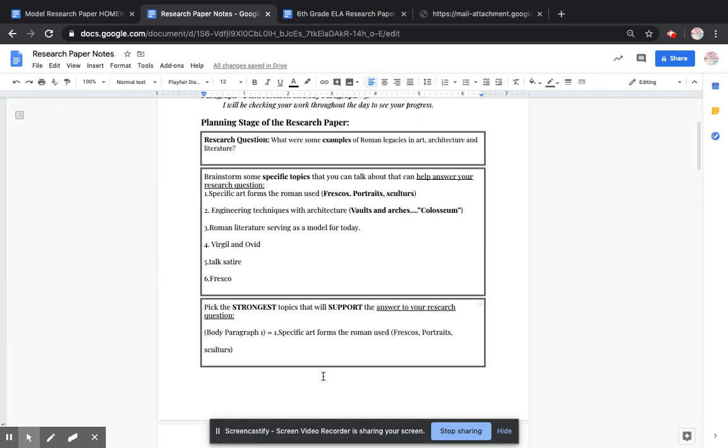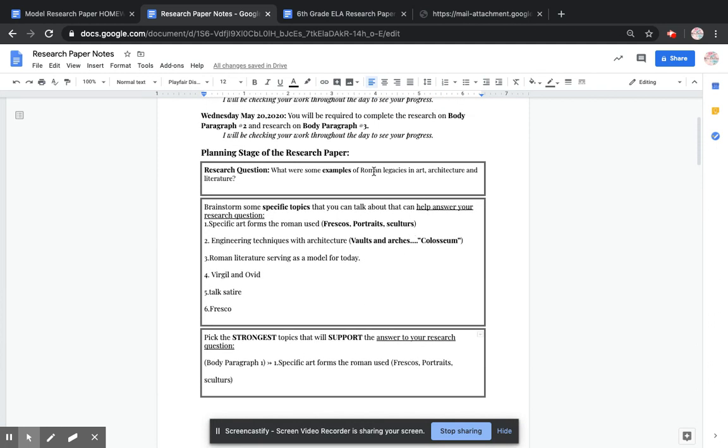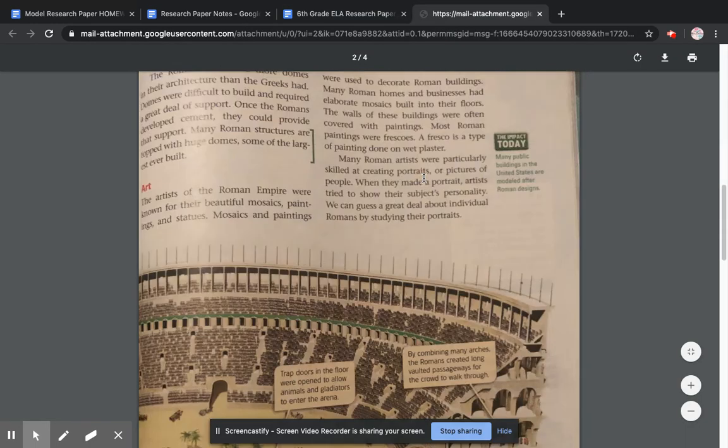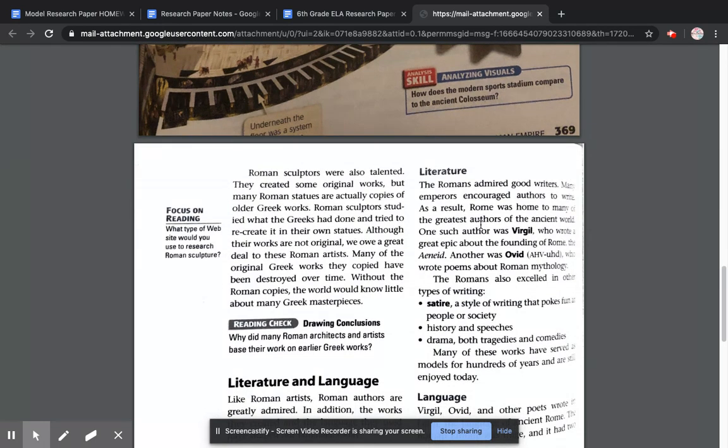And then my third one, I was talking about examples. So what are some examples of literature? So Roman literature serving as a model for today. It's not really an example. Virgil and Ovid, what they did, let's go back to the textbook and just look. So it talked about how Virgil wrote a great epic. That would be an example. Ovid wrote poems about Roman mythology, so I could write about that.